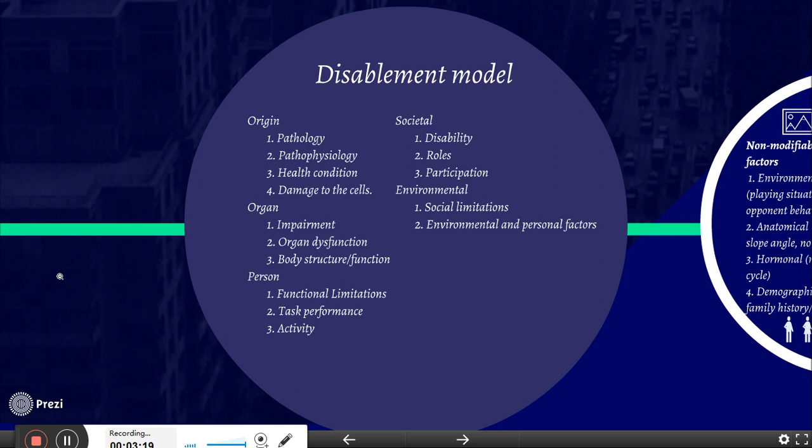Next is societal, your role in society and how that disability relates to and affects one's role in society and the ability to participate in that. Then next is the environmental, and basically is the social limitations involved with the disability and its effect on one's social situations.